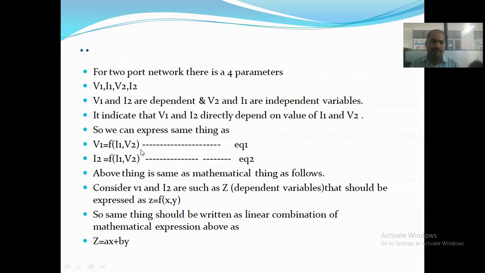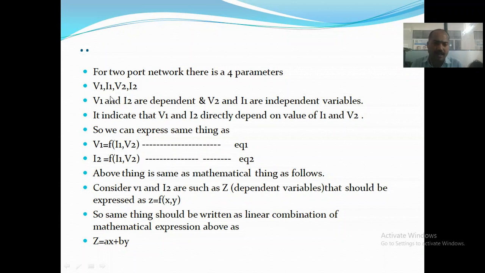Okay, so V1 and I2 are the two things that directly depend on the values of I1 and V2, right? If we take V1 and I2 separately, then V1 depends on I1 and V2. In the same way, I2 also depends on I1 and V2. Why does this equation come?